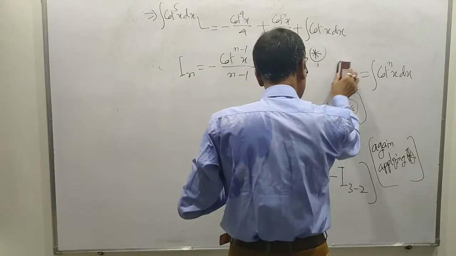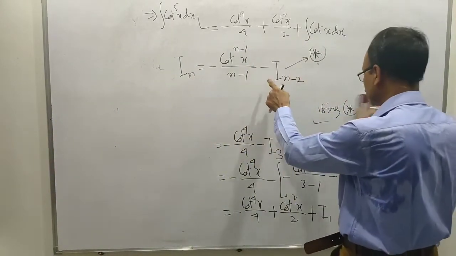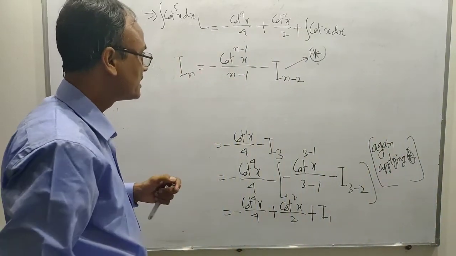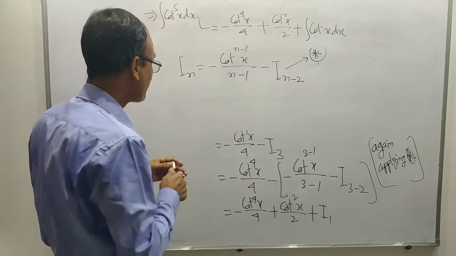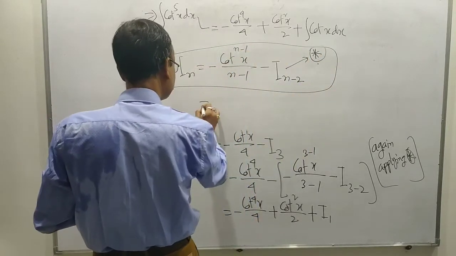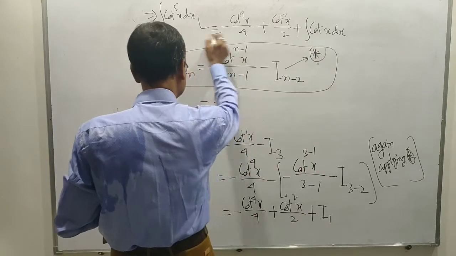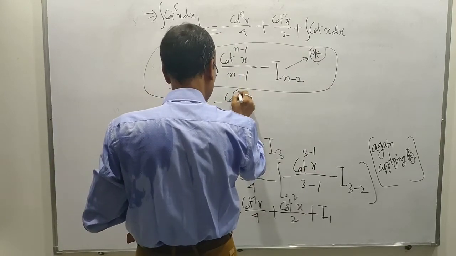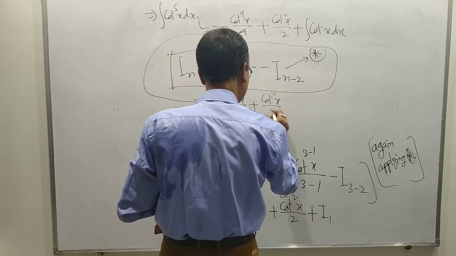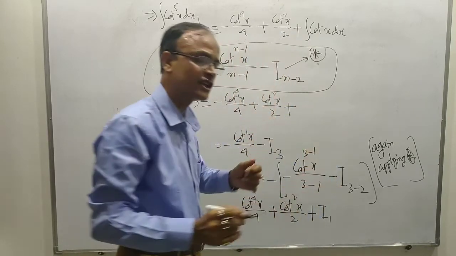Integration of cot x dx. I am not removing this star because I shall apply this in question number 2 also. This is equal to cot to the power 4x divided by 4 plus cot square x divided by 2 plus, what is the integration of cot x?